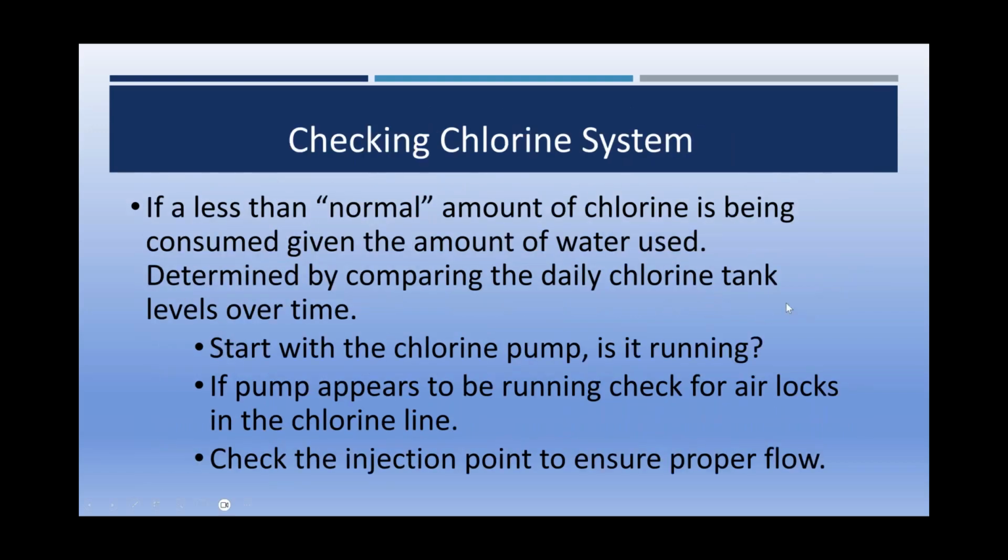So now, checking your chlorine system. If a less than normal amount of chlorine is being consumed, given the amount of water used, which you can determine by comparing your daily chlorine tank levels over time, you want to start looking at the chlorine pump. Is it running? If the pump appears to be running, check for airlocks in the chlorine line, check the injection point, and make sure that it's flowing properly.